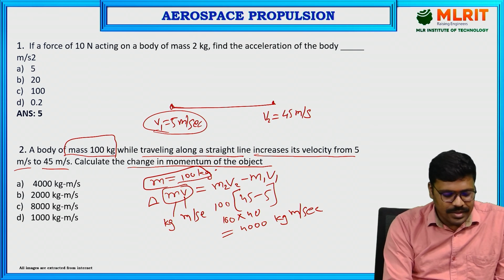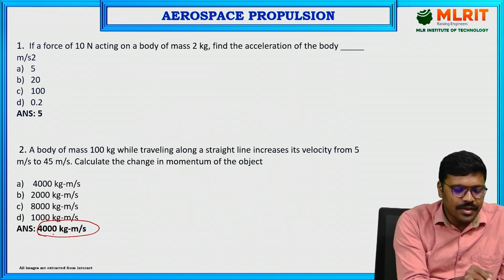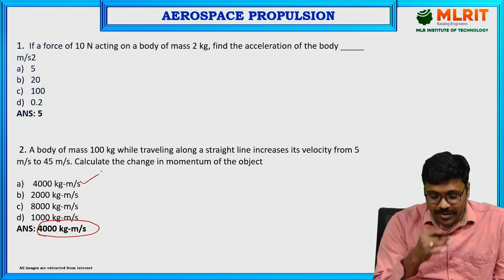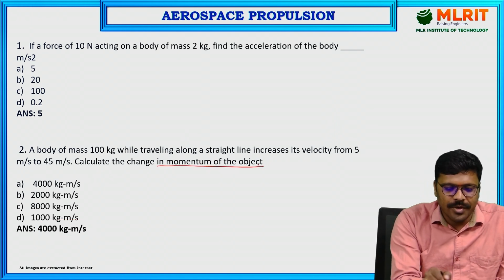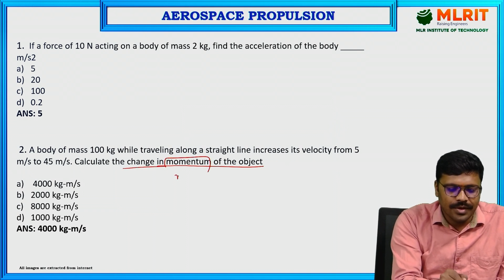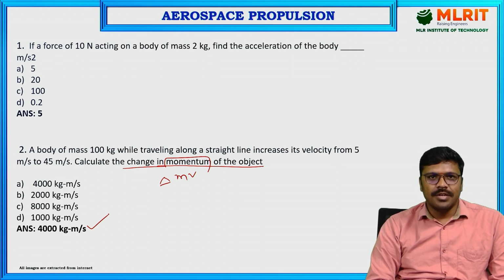Let us see the answer. Yes, the answer is 4000 kg meter per second, which is option A. So he is asking for change in momentum. First you should know what momentum is, that is mv. After that he is asking change in momentum, that is delta mv. If you substitute all this, then you will get the answer, that is 4000 kg meter per second.